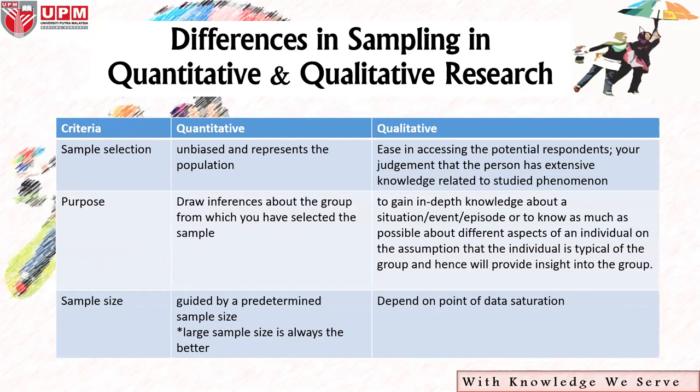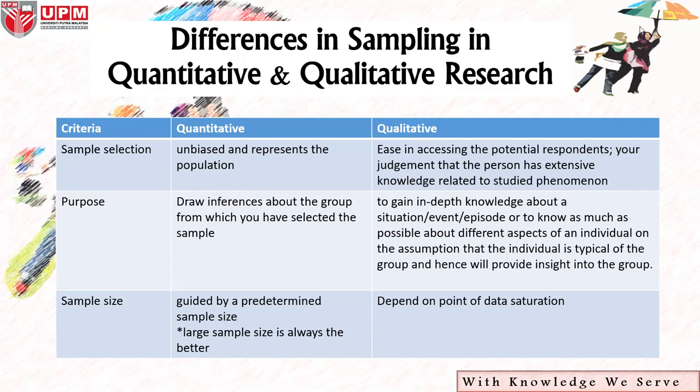Okay, sampling ni adalah kaedah yang digunakan, the technique that we use to select our sample from the population. Okay, in order to make sure that the sample that we choose is representative ataupun generalizable to the whole population, we need to follow it step by step lah. Dia ada prosedur dia. Okay. So kalau dalam quantitative, differences in sampling in quantitative and qualitative. Dia ada different approach and then dia ada different objective.